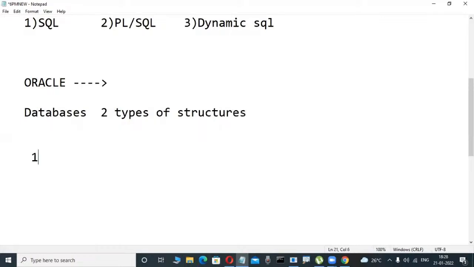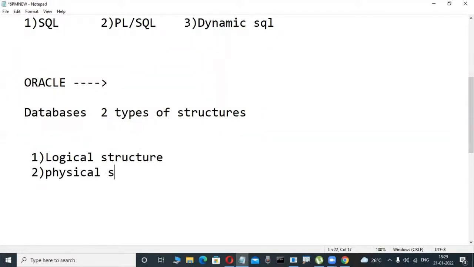Does anybody have an idea? Suppose you are taking Oracle, SQL Server, MySQL, DB2, any relational database software that you install in your system, two types of structures are there. One is logical structure. Database means it is a place where we can store structure. Here one is logical structure. Another one is physical structure.